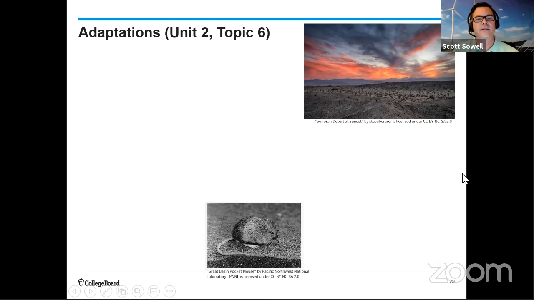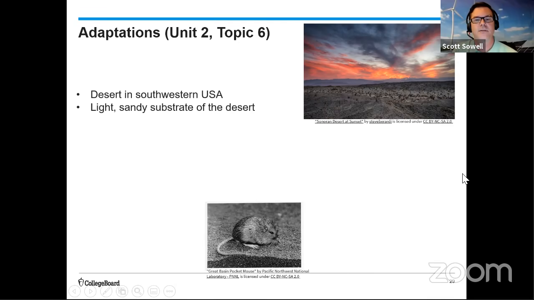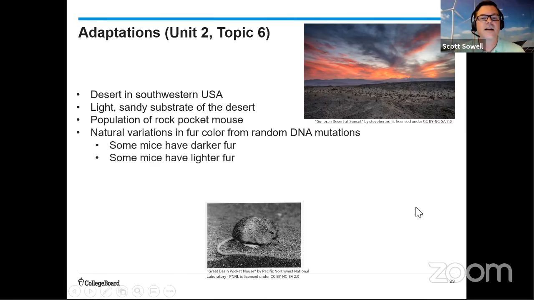And so this is taking place in the desert Southwest in the US. And if you'll notice here, and what you would expect, a desert would have light sandy substrate on the desert. Then we've got these little rock pocket mice, and they have a unique mutation. They have mutations that will affect their fur color. Some have darker fur and some have lighter fur.